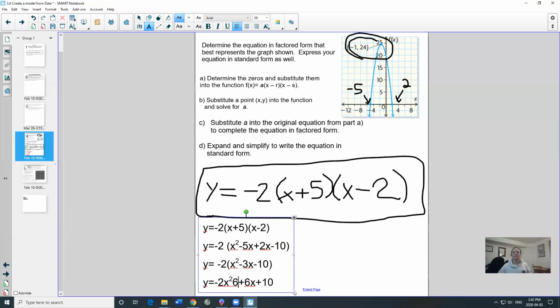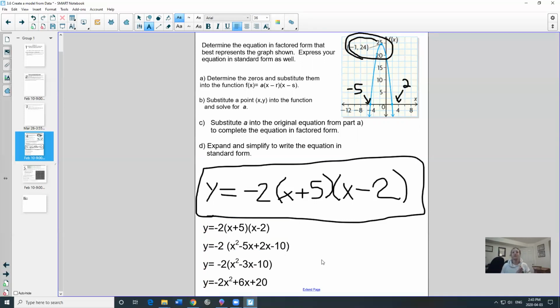There we go, +6x, and -2 times -10 is +20. Okay, so this is our standard form of the quadratic. This is our factored form of the quadratic, and you're done your question. Okay, all right, hang in there a little bit. Let's look at one more so you can go through all of this.